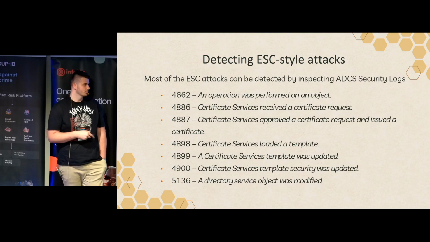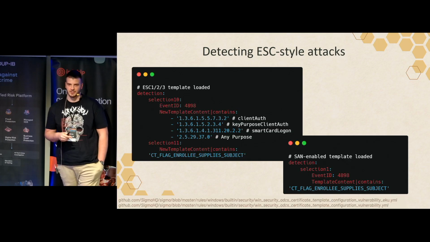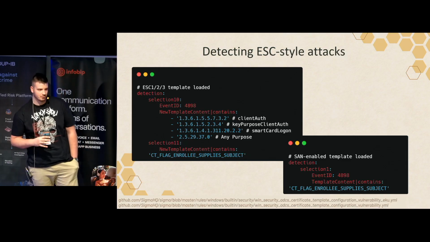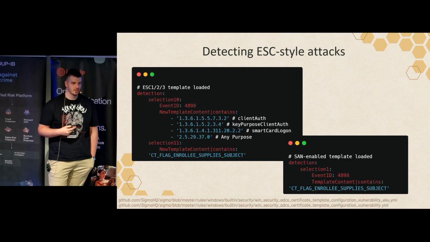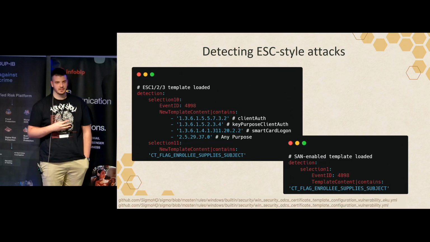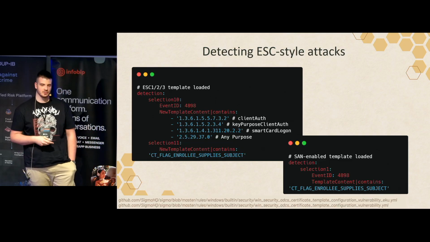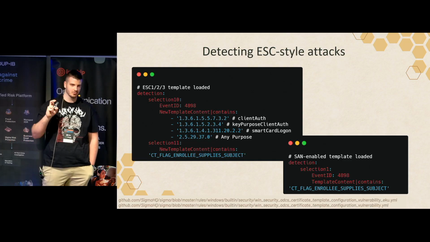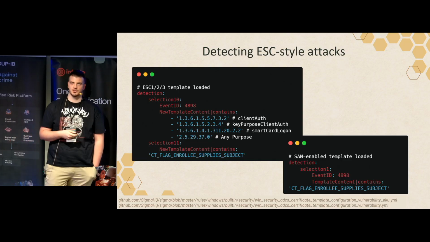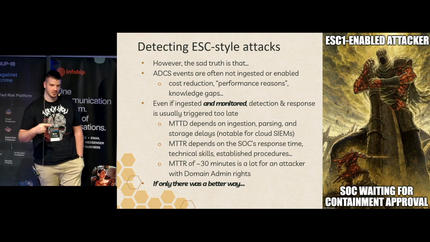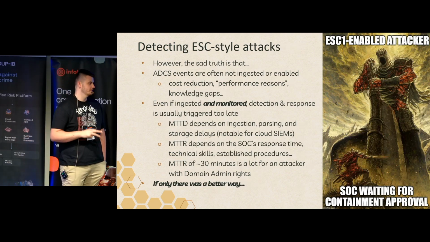So the Sigma rules for ADCS are kind of different than the usual detection rules. They're not reactive, they're proactive. So instead of looking for requests containing SANs, Sigma looks for any templates which were loaded, which either contain a SAN or contain a SAN and a potentially exploitable EKU, such as client authentication or smart card login. Now, these are good. These are great. We have logs, we have Sigmas, we have everything we need with the entire plumbing.